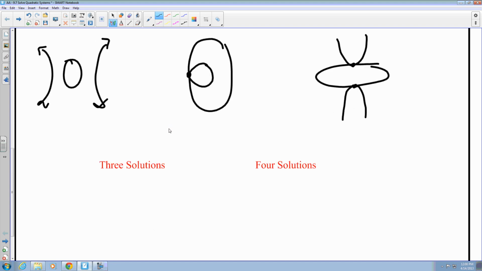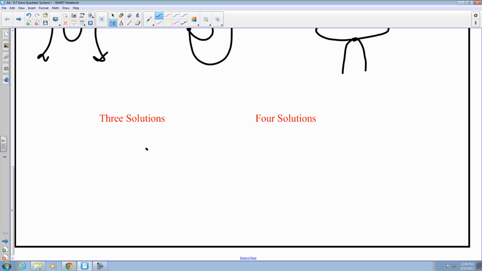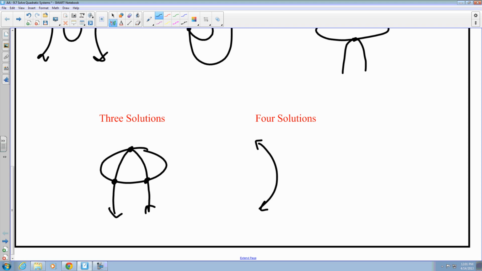Three solutions would look something maybe like an ellipse here and then a parabola, so it would be considered here, here, and here. And then the last one, say I had a hyperbola and then something kind of like this. Here, here, here, and here. Okay?